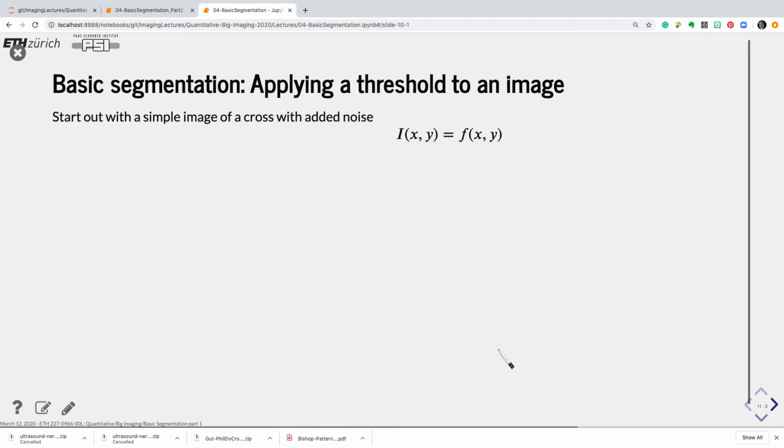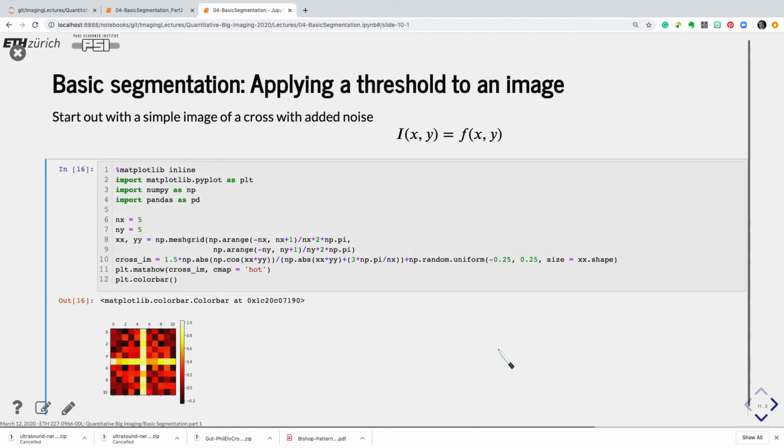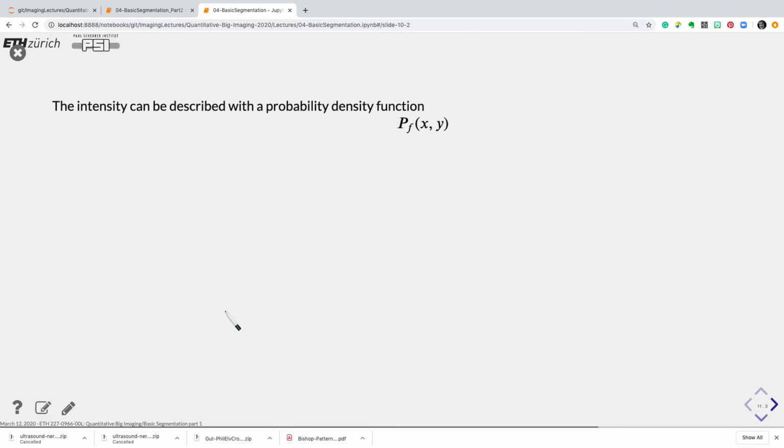So the basic segmentation is we have the intensity image, which is actually a function in x and y, or z if you have 3-dimensional data. And we want to apply a threshold that distinguishes different regions in the image. Here I have a test image, only a background with a cross on it, and I also added some noise. And this one can be segmented in some way.